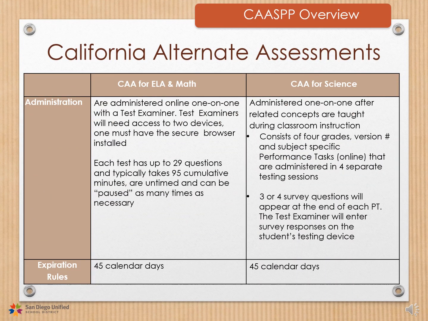The CAA for ELA, Mathematics, and Science are delivered one-on-one by a test examiner and use the same test delivery system as the other CAASPP computer-based assessments. The CAA for ELA and Mathematics are multi-staged adaptive assessments, and the CAA for Science is delivered as 4 embedded PTs, which are administered one-on-one by a test examiner during the course of instruction and shortly after instruction of related science content is complete. The CAA for ELA, Mathematics, and Science will expire in 45 days from the day the student starts a test.